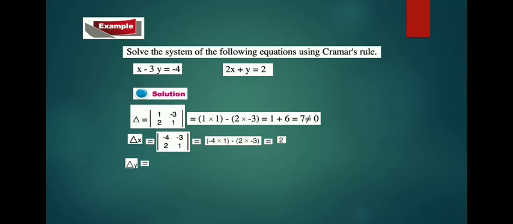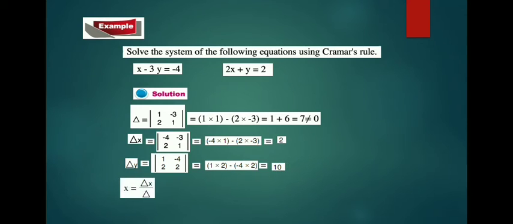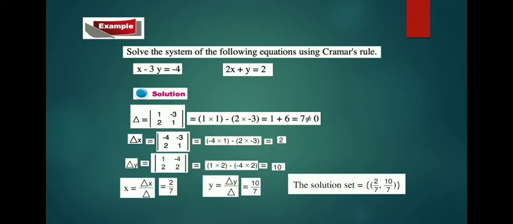Delta y equals 1, negative 4, 2, 2, then calculating it, we will get 10. So x equals delta x divided by delta equals 2 over 7, and y equals delta y over delta, which equals 10 over 7. So the solution set equals 2 over 7 and 10 over 7.